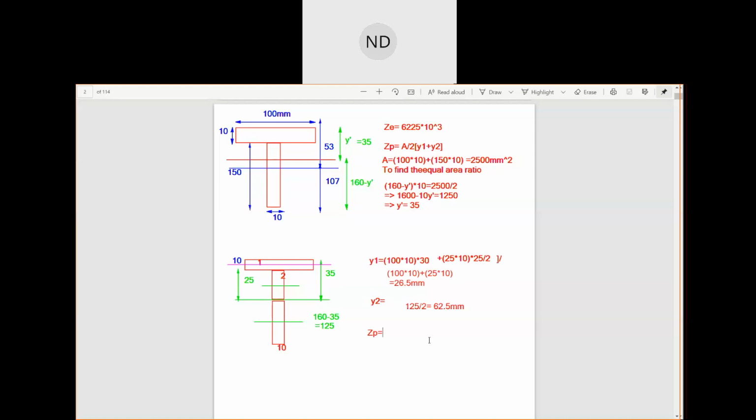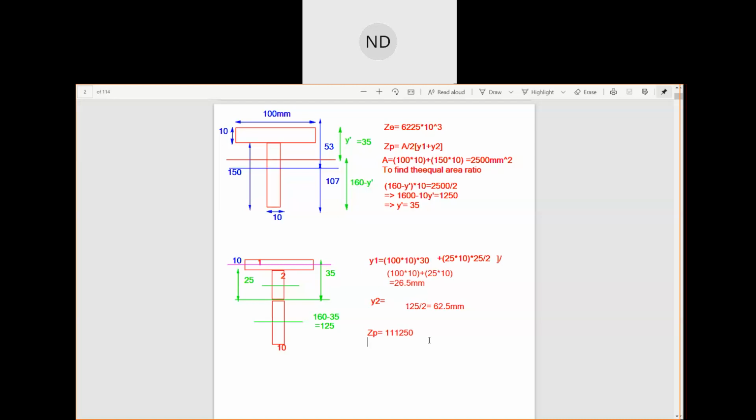Find out your ZP. Give me the answer. How much is ZP? 111,250. Good. That is 111,250.